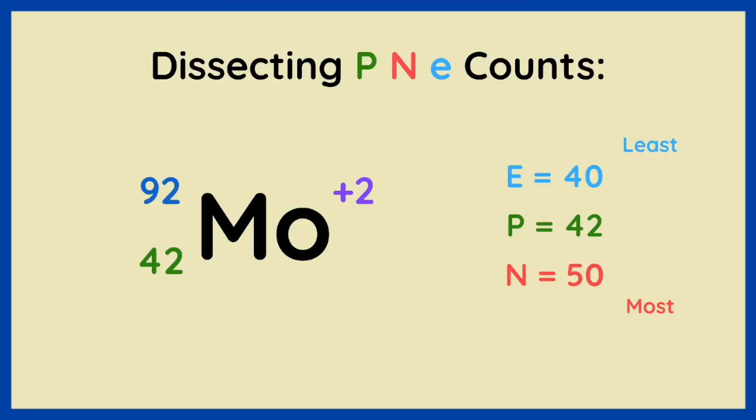The atomic number is the number of protons, 42 in this case. Neutron count is 50 because 92 minus 42, mass number minus atomic number, and the positive 2 charge tells us that there are 2 fewer electrons than protons.